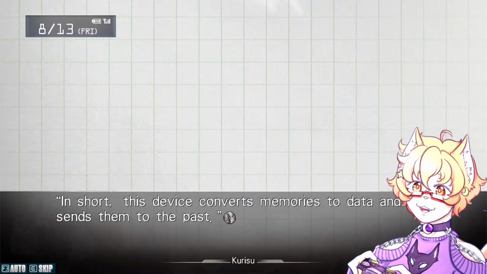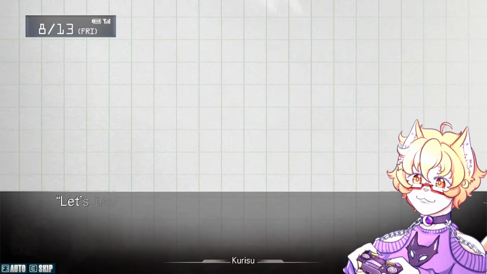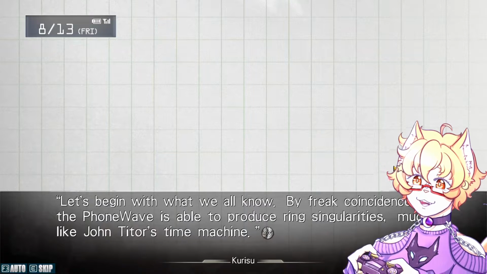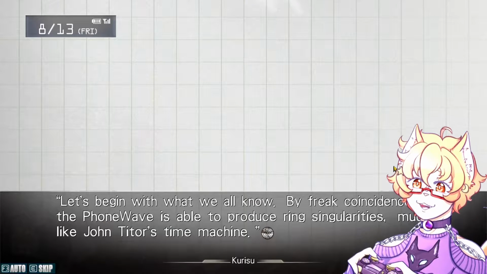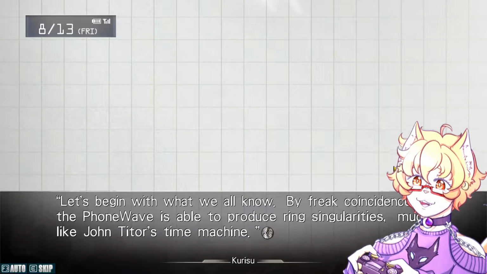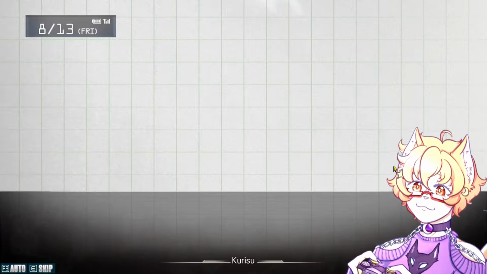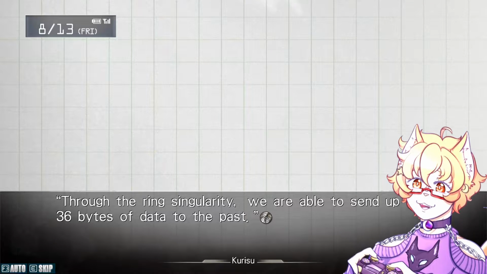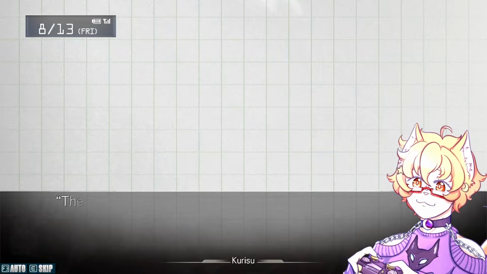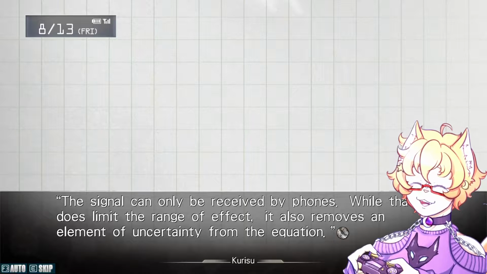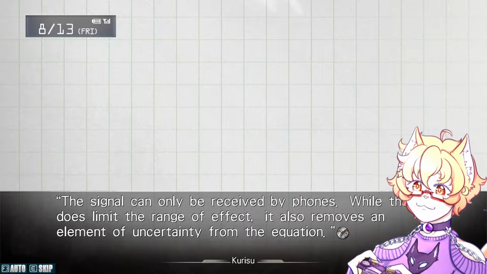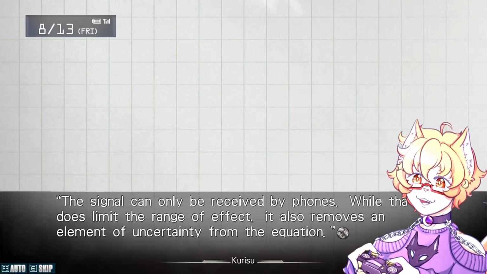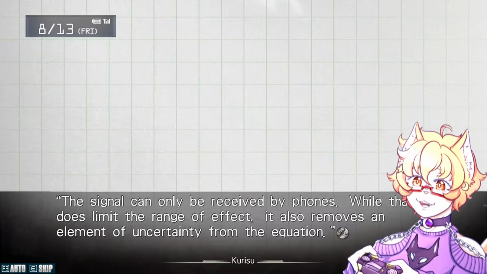Oh yeah, we're hearing a whole explanation of how the phone wave works again. Let's begin with what we all know. By freak coincidence, the phone wave is able to produce ring singularities, much like John Titor's time machine. Through the ring singularity, we are able to send up to 36 bytes of data to the past. The signal can only be received by phones. While that does limit the range of effect, it also removes an element of uncertainty from the equation.